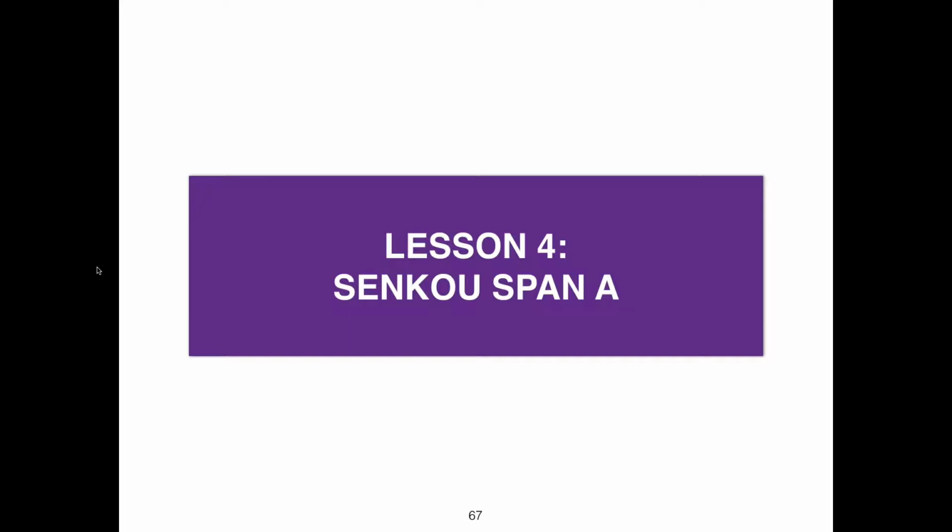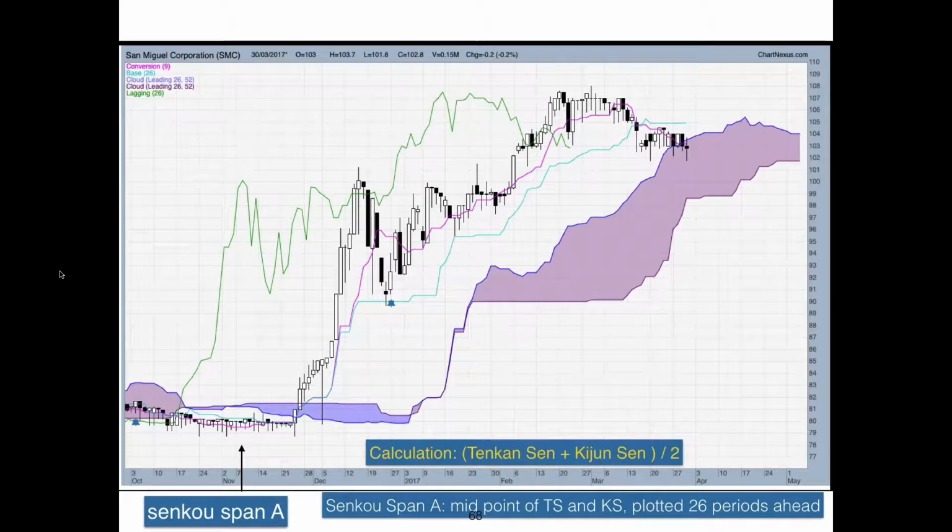Lesson 4, the Senkou span A. Now the Senkou span A is used along with the Senkou span B line. Together, they form the Kumo, or the Ichimoku cloud, that is the foundation of the Ichimoku Kinko-Hayo charting system. The Senkou span A is another one of those time-shifted lines that are unique to Ichimoku. Now the Senkou span A is the average of the Tenkan-sen and the Kijun-sen line. We get the value of the Tenkan and Kijun-sen added and then divide that by 2. Then we plot the answer 26 periods ahead.